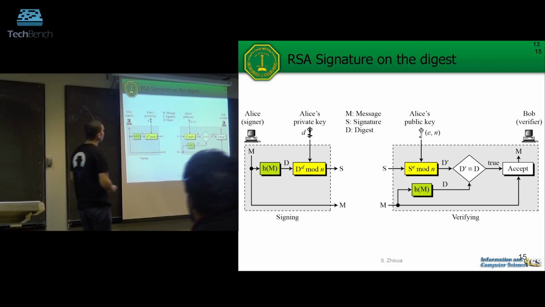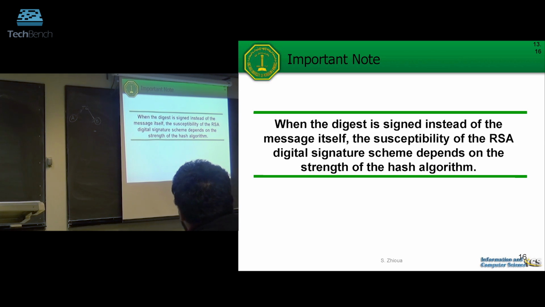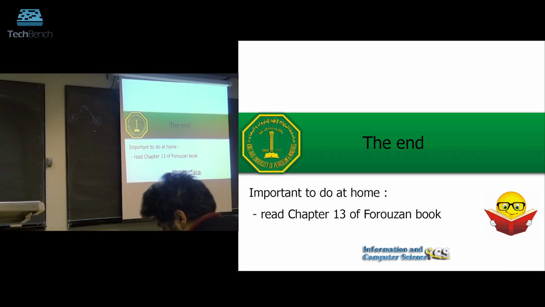Same thing. Here, basically the same scenario, but instead we sign the hash, the digest of the message. So we use the hash function and take that digest, and then we encrypt that digest, not the whole message. This is the standard scenario. The security of the signature scheme depends on the strength of the hash. You need the hash algorithm to be strong enough. Yeah, that's it.